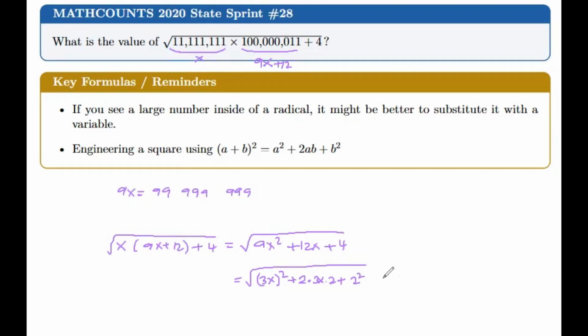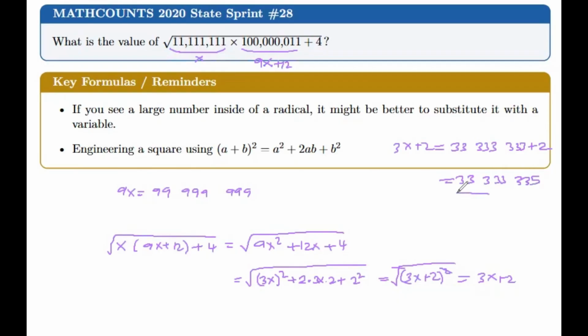And then that one inside is the same as 3x plus 2 to the second power, and then we have the radical for sure. So you cancel these, and you get 3x plus 2. The x was the number I chose, the one with 8 ones. So if you multiply this by 3, 3x plus 2 is what we are interested in, which is 3 times that. So we got 33,333,333 and then plus 2. So the answer is 33,333,335. And that is the final answer.